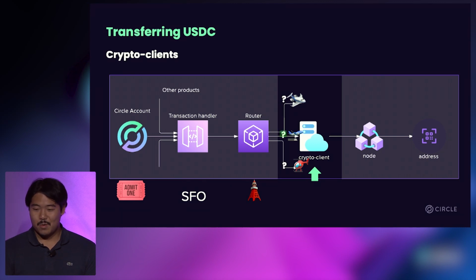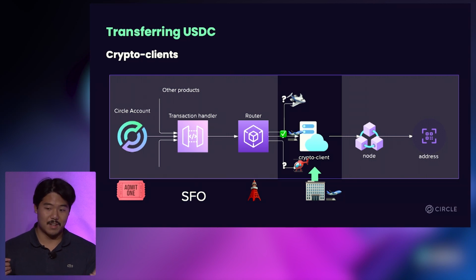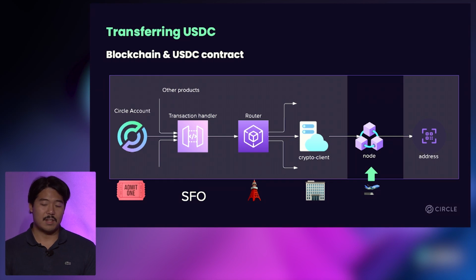So here, we are scheduling a passenger plane for takeoff. This would mean we want the passenger plane specific department to handle this request. Going back to our Circle account example, we are sending USDC on Ethereum. This would mean we would want the Ethereum specific crypto client or ETH client to handle this request. So analogously, the client takes this request and calls out to the node and the blockchain.